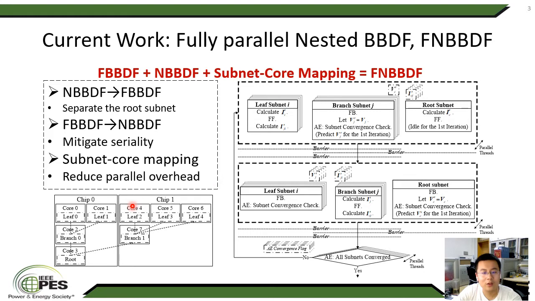However, we can also see that with the same number of CPU cores, the total number of subnets of the FNBBDF method is the smallest compared with the FBBDF method and the NBBDF method. So the subnets of the FNBBDF method tend to be larger. We can also expect that when the number of CPU cores is small, the FNBBDF method will not be as effective as the other two.